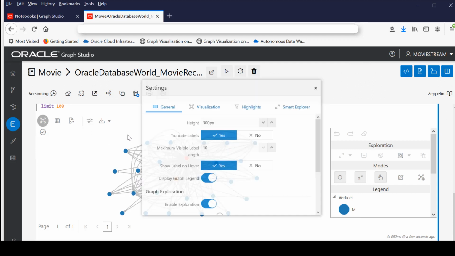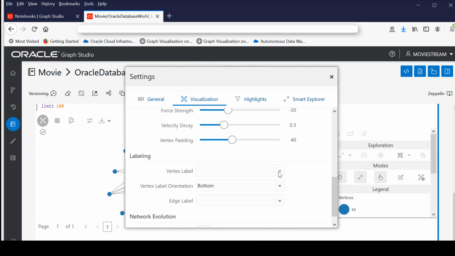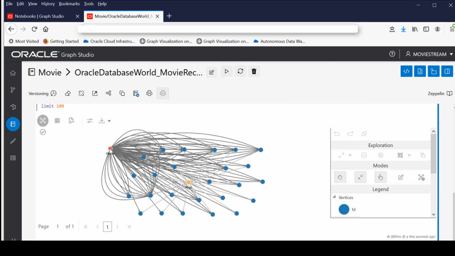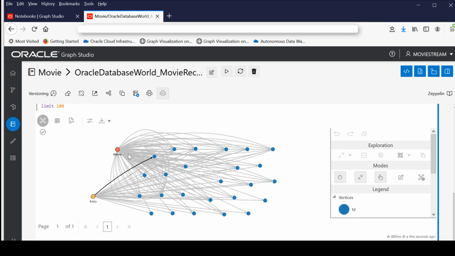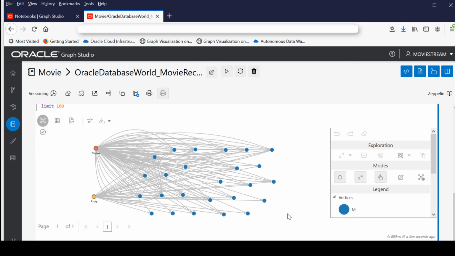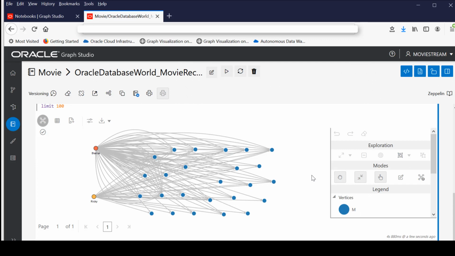So let me go into the settings here again, and here I will choose first name so that we can see here we have Blanca, we have Ricky Rogers. You can see Blanca's watched a lot of movies, and Ricky Rogers. So this is what we call a bipartite graph. You have two types of vertices, and you can then do analytics on this graph.